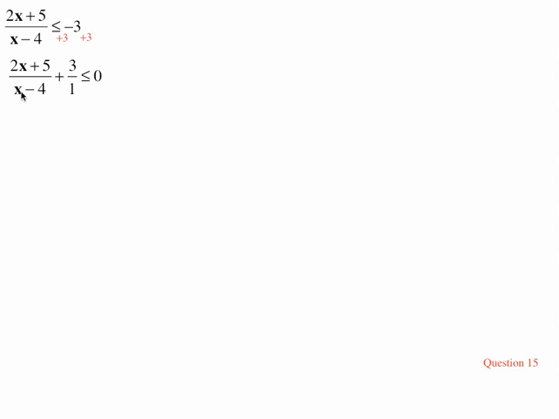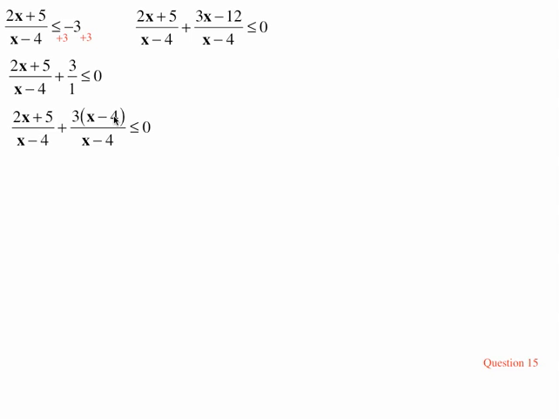Okay, so I need a common denominator. So I'm going to multiply the top and bottom by x minus 4, like this. And then 3 multiplies the x, and 3 multiplies the negative 4, giving us 3x minus 12, right? So I'm going to add the numerators, keep the denominators. So the 2x adds to the 3x, giving us 5x. The 5 adds to the negative 12, giving us negative 7, is less than or equal to 0. Okay, this is our new inequality or inequation.